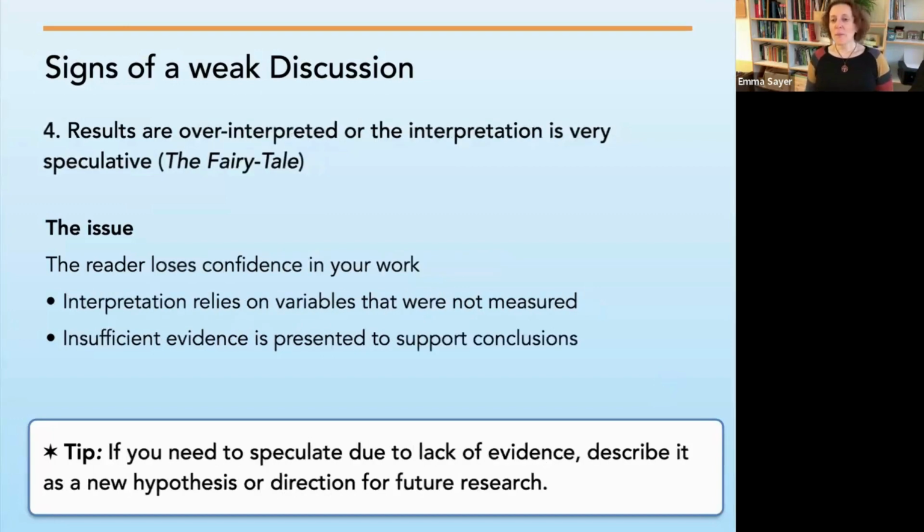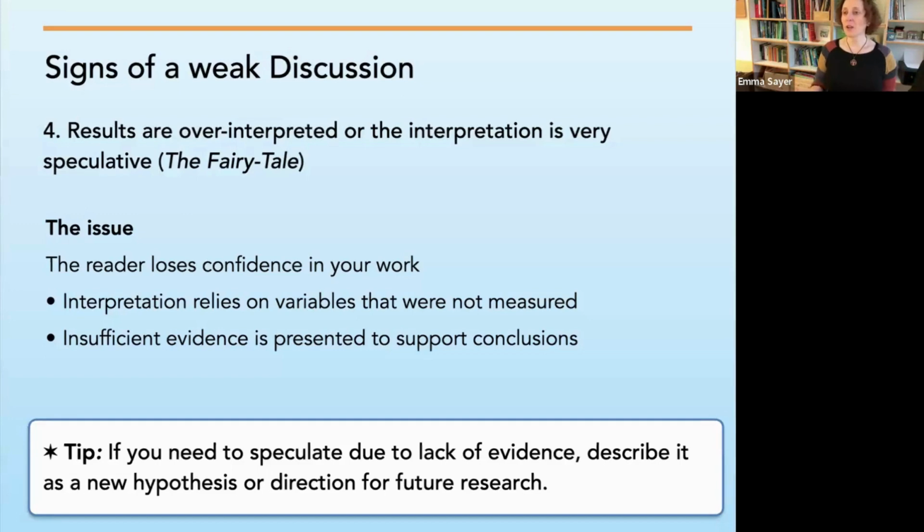Then, of course, the last type of weak discussion is where the discussion is just too speculative. So results are overinterpreted and the interpretation is very speculative. I see this an awful lot, especially with junior authors who feel they need to explain everything, and you don't. You are interpreting your results and providing explanations for the things for which you have direct, concrete evidence.